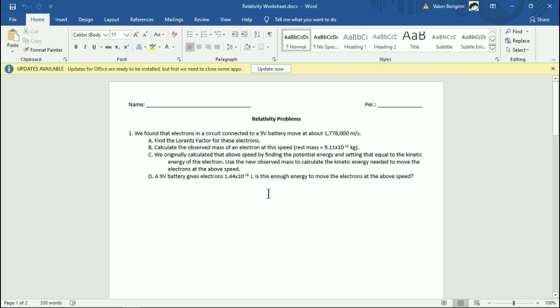Okay, so the first question here: basically find the Lorentz factor of an electron that's moving at this speed. So if you have that speed, what's your factor? So the observed mass, this is the mass that is perceived outside of the electron, right? So basically, you're saying that this is m. We want the m prime. So you would multiply that over.